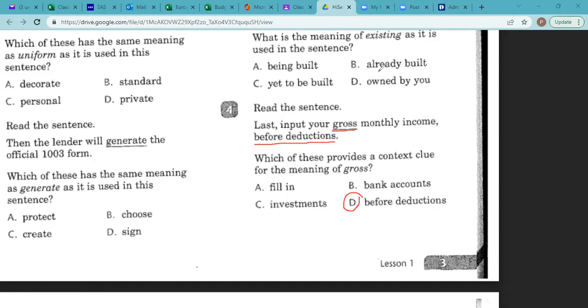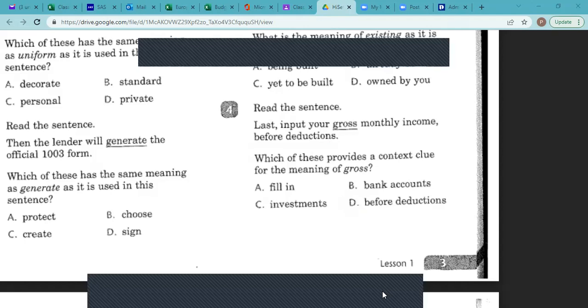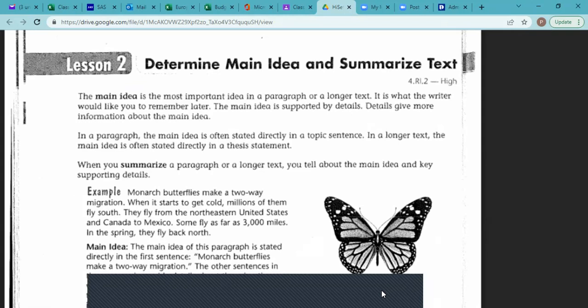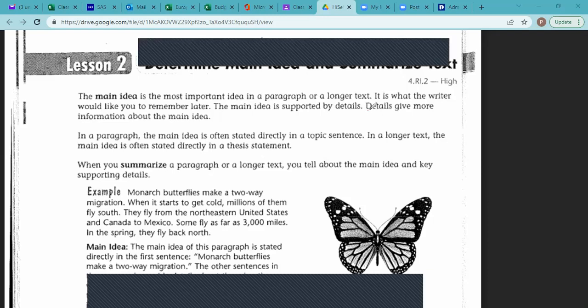Okay, let's go to the next lesson. It says here, lesson 2, determining the main idea and summarizing text. The main idea is the most important idea in a paragraph or a longer text. It is what the writer would like you to remember later. So the main idea is supported by details. Now, details give more information about the main idea.